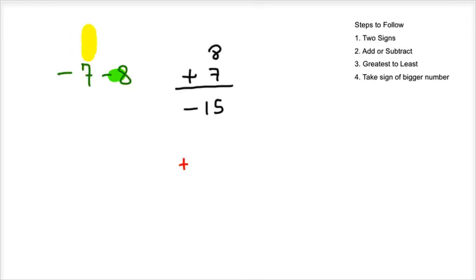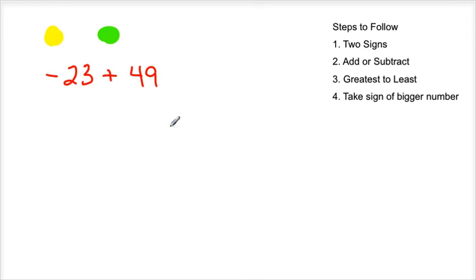Now, I did the last example vertically. It doesn't matter if you want to do them vertically, horizontally, whatever you want. So am I going to add or subtract these two numbers? Well, they have opposite signs or different signs. So if they have different signs, I'm going to take the difference, or I'm going to subtract. So I'm going to subtract these two numbers, put them in order from greatest to least.